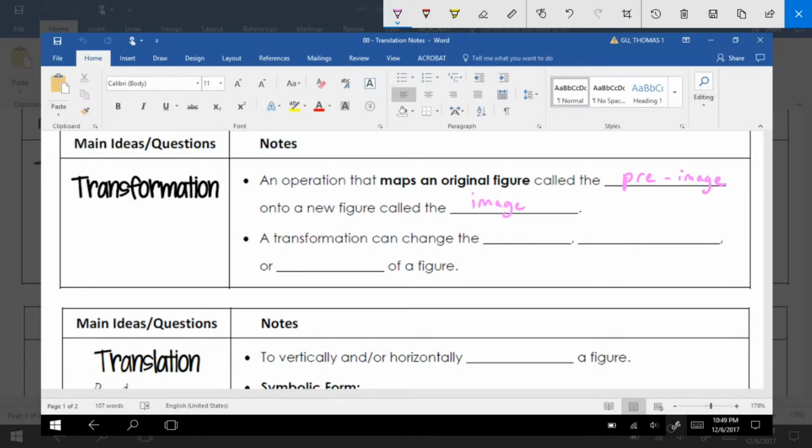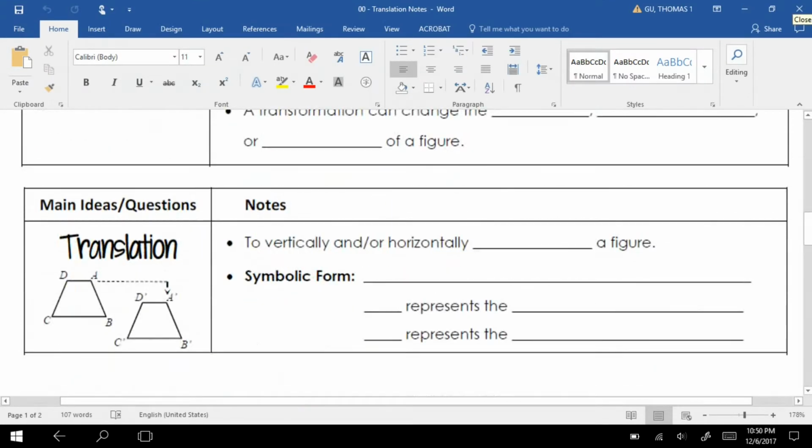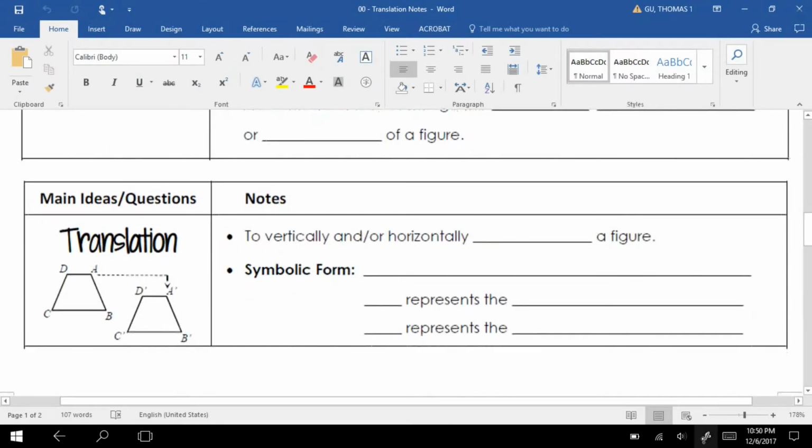All right, now look, a transformation can change the size, position, or shape of a figure. All right, so those are just the basic ins and outs of transformations. Now let's take a look at our first transformation. There are different types of transformation, and today we're going to be focusing on translation.